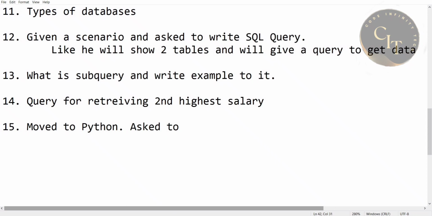I wrote 2 queries on SQL, and then he moved to the next topic, that is Python. So I mentioned in my resume that I was good in Python programming language. So he moved to Python.